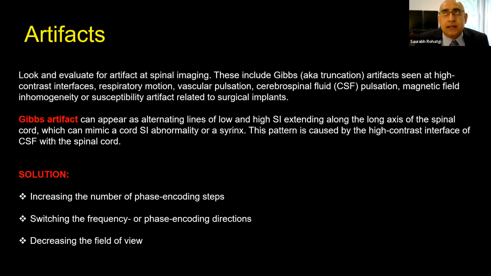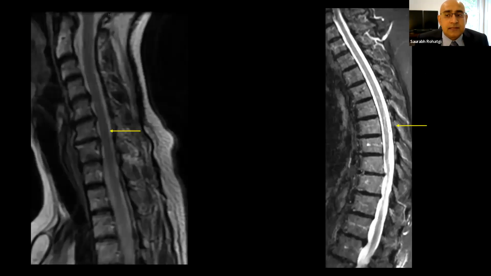Artifacts are a big thing when you have a lot of scans going on, so look and evaluate for artifacts in spine imaging. The commonly seen artifacts at the spinal cord include Gibbs or truncation artifacts, which are seen at high contrast interfaces, respiratory motion, vascular pulsations, and CSF pulsation. These appear as alternating lines of low and high signal along the long axis of the spinal cord. The solution to get rid of this is to increase the number of phase encoding steps, switch the phase encoding direction, or decrease the field of view. So this was the case, and this is how they appear as Gibbs artifact, where you have alternating lines of high and low signal in the central cord.